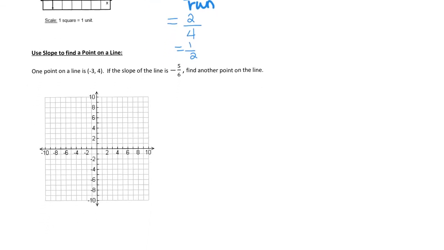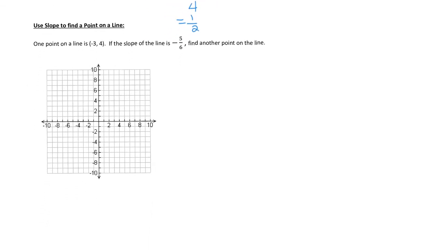So let's go ahead and do a different type of question using slope. We are given a point on the line. So we're given the coordinate -3, 4. And if we know that the slope of the line is -5 over 6, we want to find another point on the line. So first, let's go ahead and plot that point -3, 4.